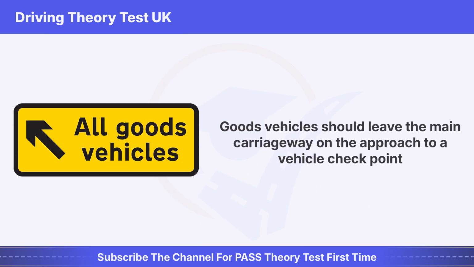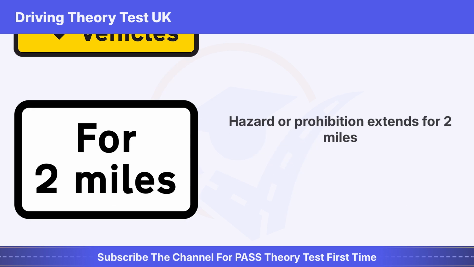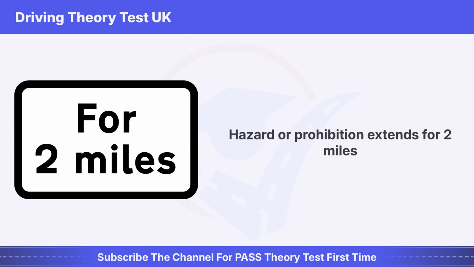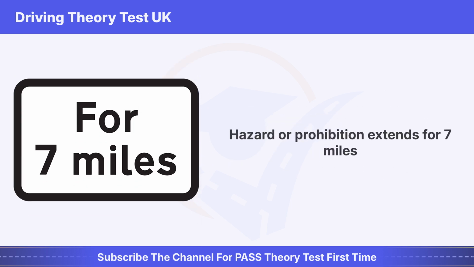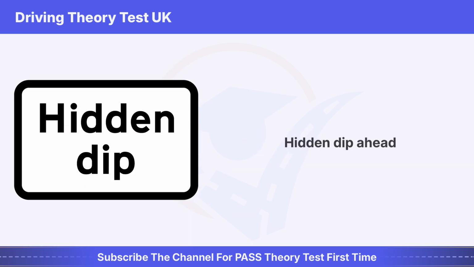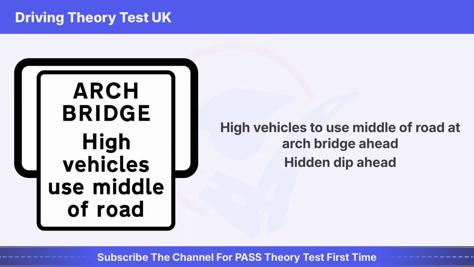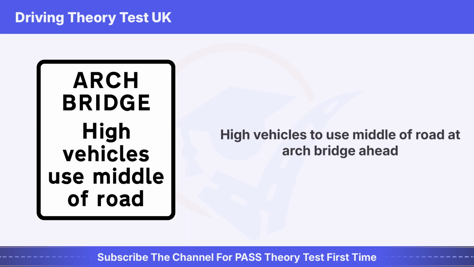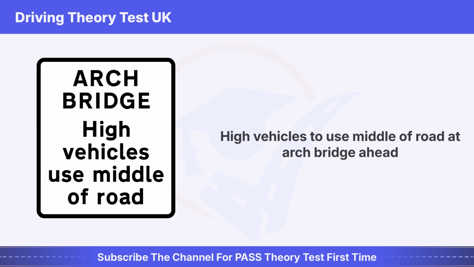Goods vehicles should leave the main carriageway on the approach to a vehicle checkpoint. Hazard or prohibition extends for 2 miles. Hazard or prohibition extends for 7 miles. Hidden dip ahead. High vehicles to use middle of road at arch bridge ahead.